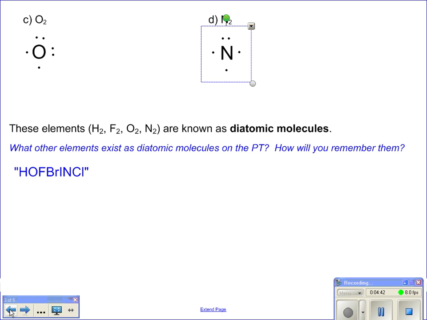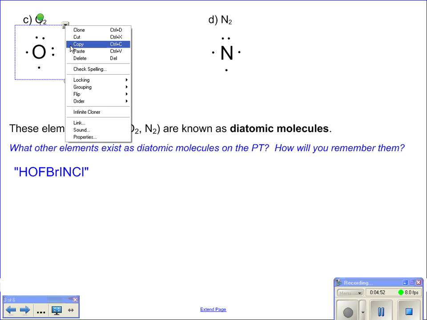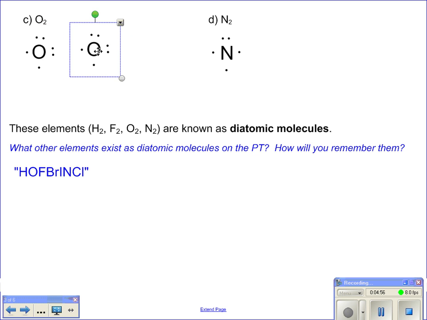In this case, we can look at O2. O2 has 2 oxygen atoms, so I'm going to take this one here and clone it again. And here we go. You'll notice this time when you do the Lewis dot diagram of oxygen that there are 6 valence electrons around it. We know that because it's in group 6 of the periodic table.